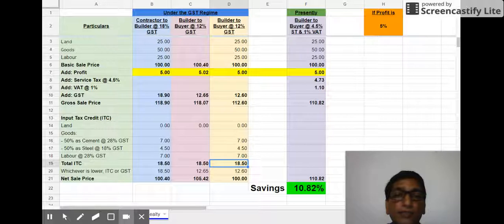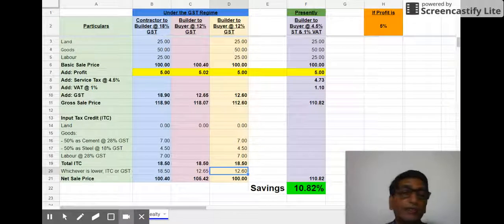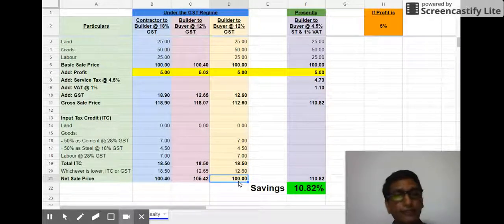But the total output GST on the total billing is 12.60. So the builder cannot pass on more than 12.60 as input tax credit to the ultimate buyer. So the ultimate buyer should ask for this input tax credit benefit. Now when this input tax credit benefit is passed on to the ultimate buyer, the landing price to the ultimate consumer should come to 100.